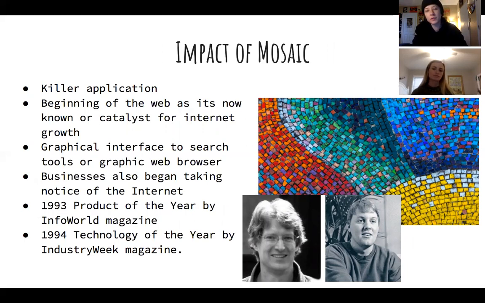Mosaic was one of the first to have the use of a killer application. This is also called a killer app. Basically, it's a computer program that is seen as so necessary or desirable that it proves the core value of a layer of technology. This is the beginning of the web as it is known, or it was the catalyst for internet growth. Because of such heavy use by the general public, it really was a catalyst for how fast the internet grew.